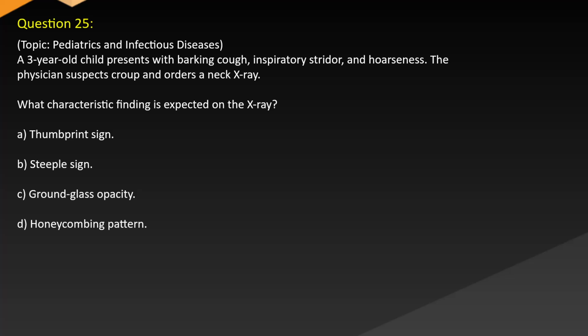A 3-year-old child presents with barking cough, inspiratory stridor, and hoarseness. The physician suspects croup and orders a neck X-ray. What characteristic finding is expected on the X-ray? A. Thumbprint sign, B. Steeple sign, C. Ground glass opacity, D. Honeycombing pattern.